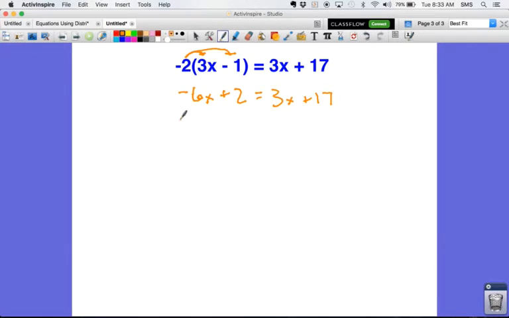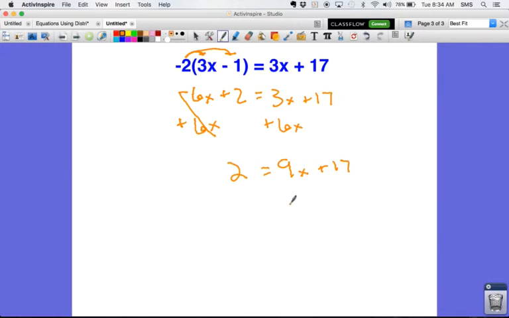So because of that, I'm choosing to add 6x, because negative 6x plus 6x is 0. And I'm going to add 6x to both sides. I still have this 2. It's equal to 9x plus 17.